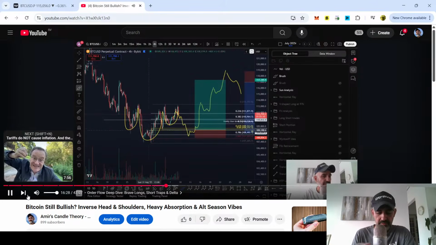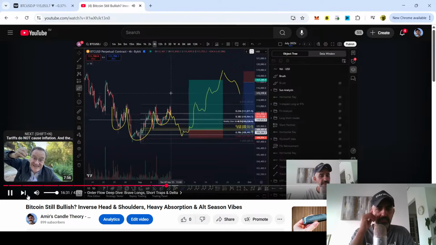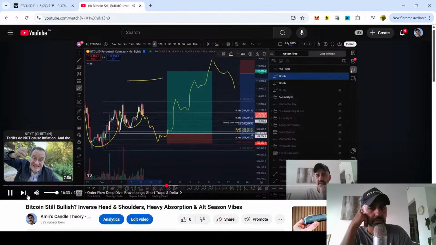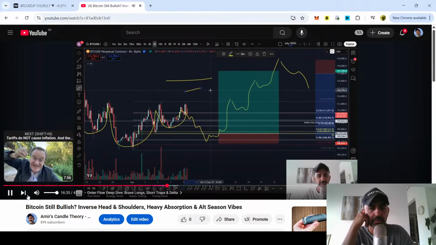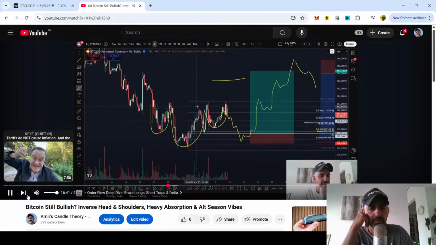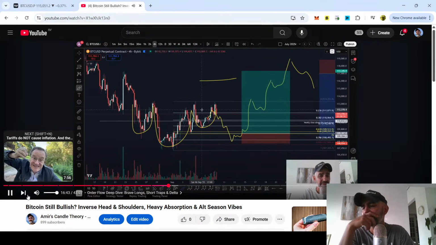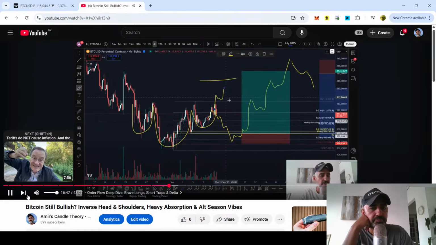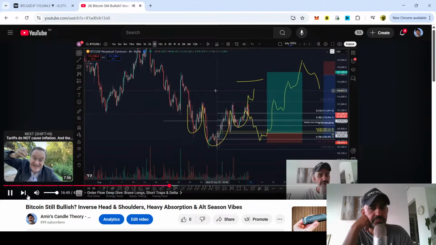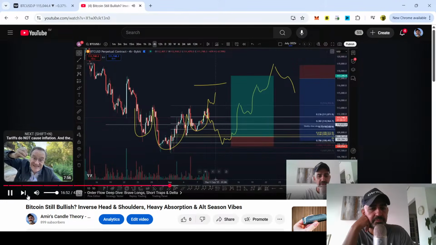But this could be forming an inverse head and shoulders pattern here. Yeah, I don't know how I would take a trade here, to be honest with you, because of the bearish CVD. I'd probably wait for the bearish CVD to invalidate, possibly from here a breakout long would be the long, to be honest with you. That might be the trade, a breakout long.